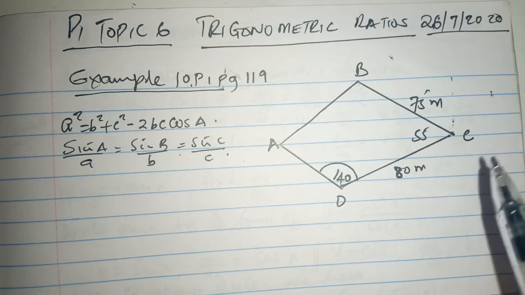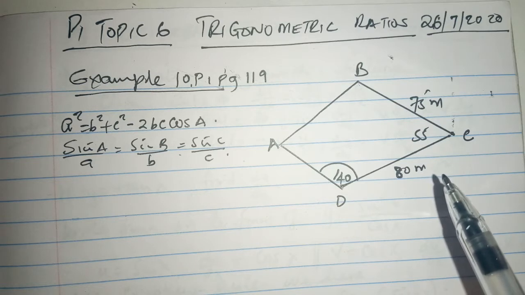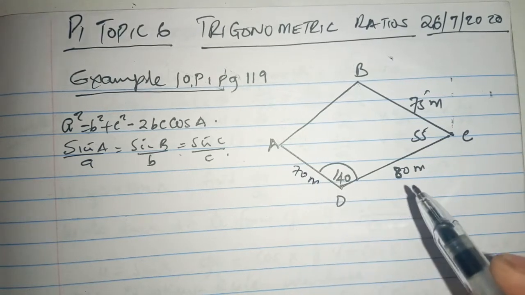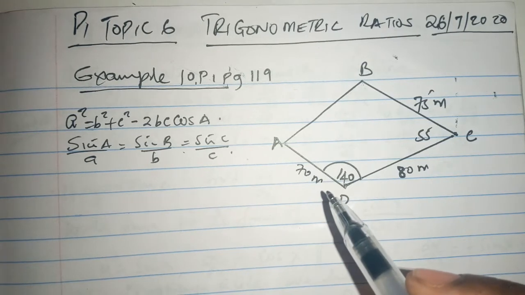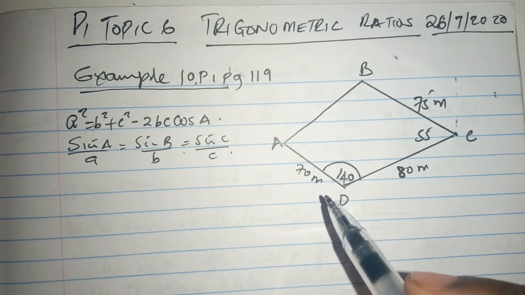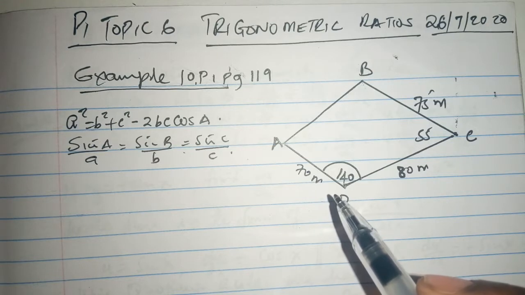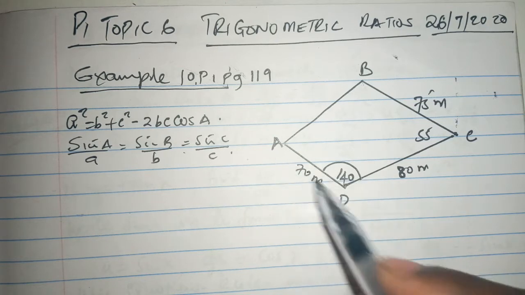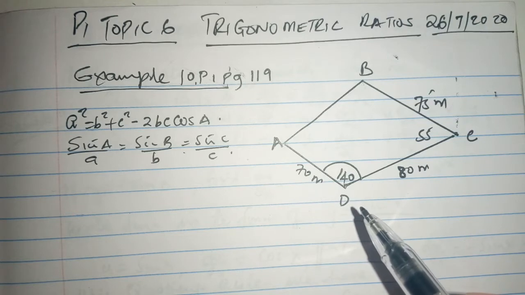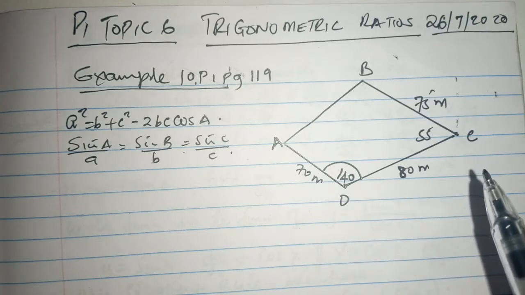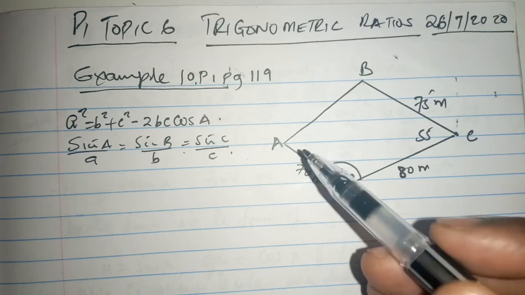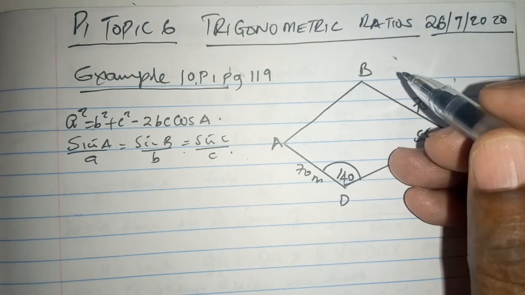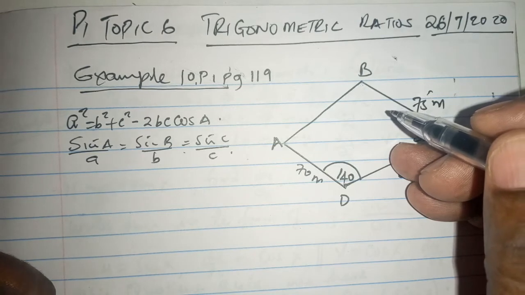Given that A is the minimum distance from D, of course it is 70 meters, as stated above: the masts must be at least 70 meters apart, and therefore AD is minimum, meaning 70 meters. Given that, find the distance from A to B. It goes without saying that AB is not very straightforward, not direct.